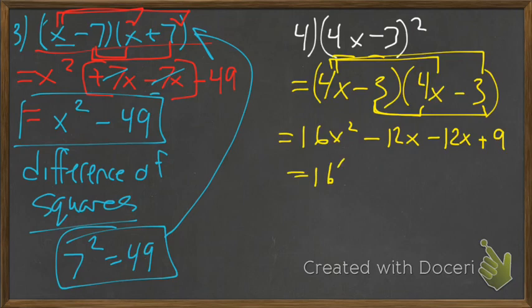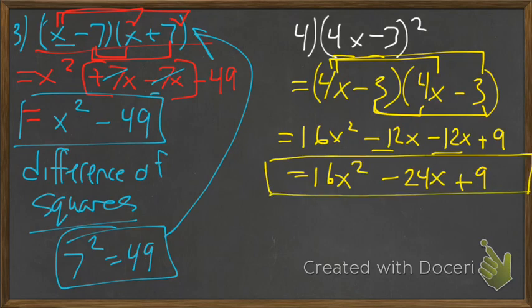So that leaves us with 16x squared, whoops, can't draw that up there. X squared, I have negative 12x and negative 12x. Together that gives us negative 24x plus 9. And that's our last example.